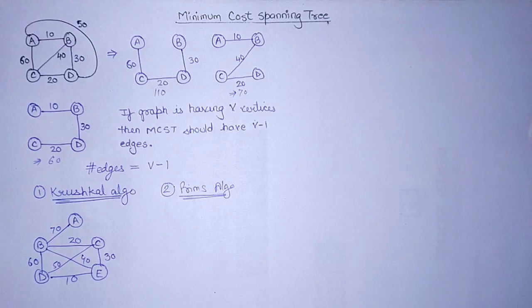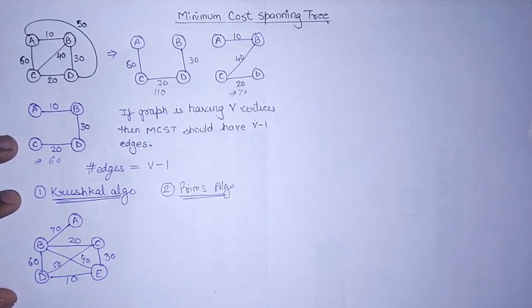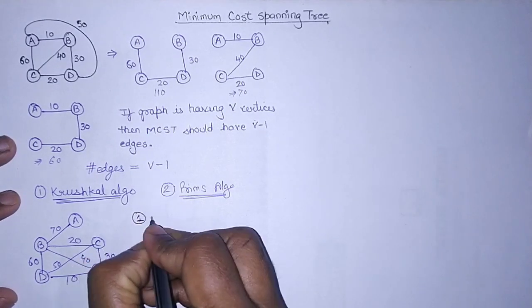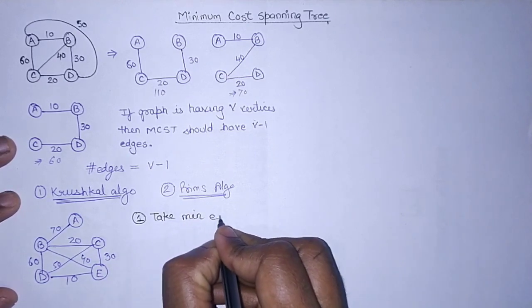Yes. So I have this particular graph and I need to find the minimum cost spanning tree for it. And in Kruskal's algorithm, what are the steps? In Kruskal's algorithm, every time we take one minimum edge weight and add it to the MST. So how can we do that? Let's see stepwise. The first step is to take the minimum edge.